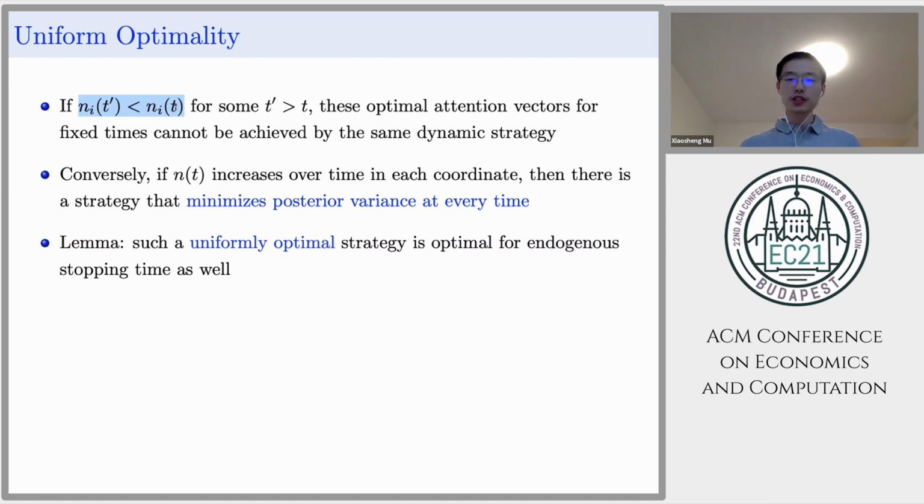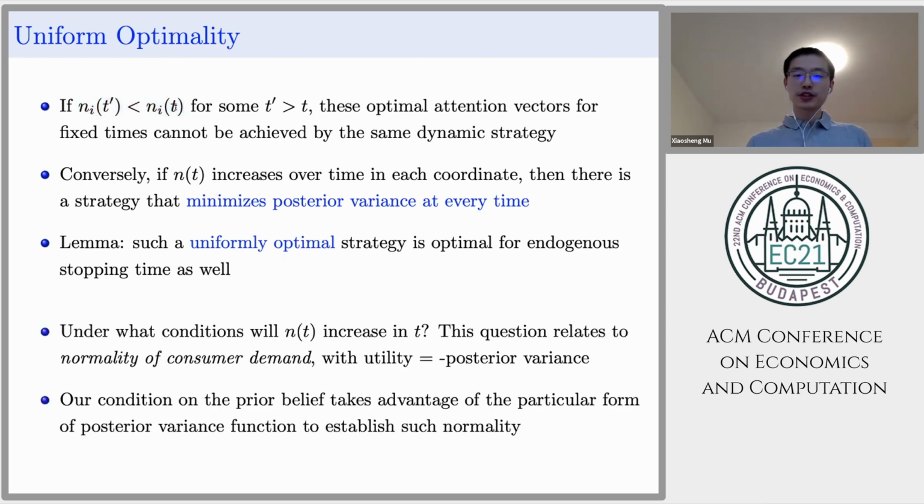The converse is also true, which is that if these t-optimal attention vectors increase over time in each coordinate, then there will be a strategy that minimizes the posterior variance, not just at time t, but at every time. And we have a lemma in the paper which shows that such a uniformly optimal strategy is in fact also optimal for the endogenous stopping problem.